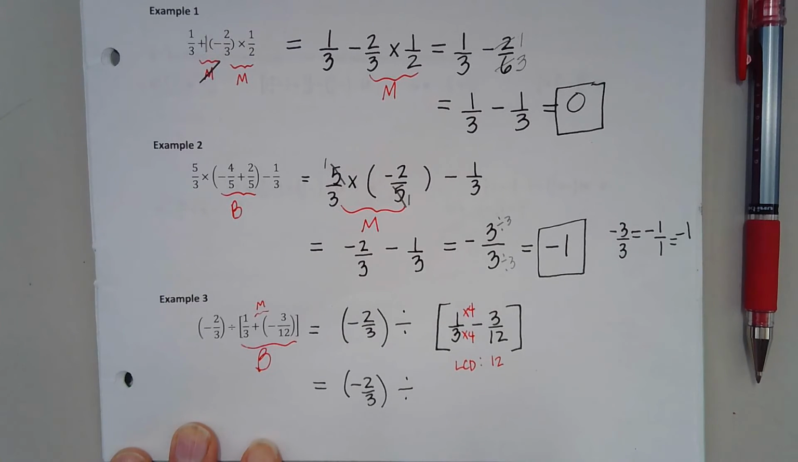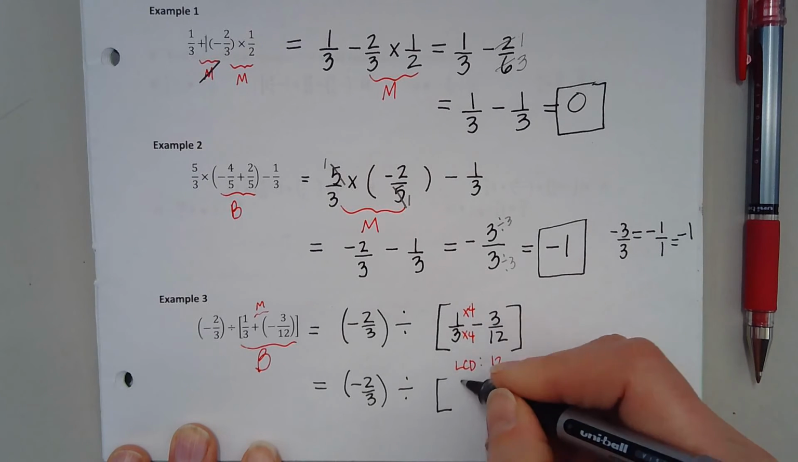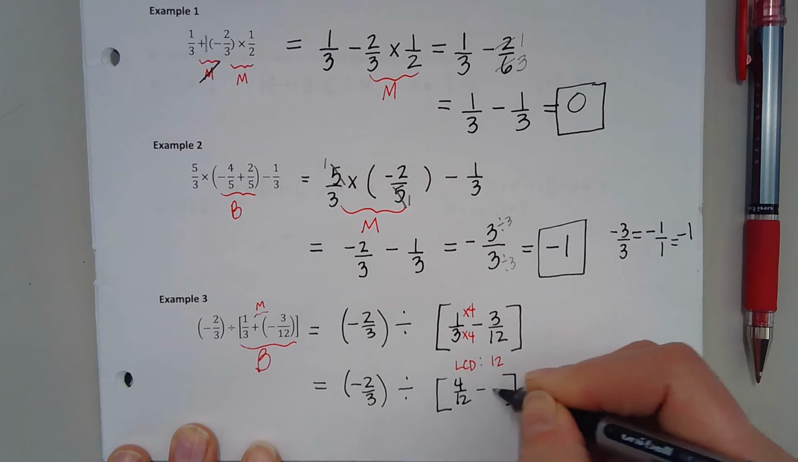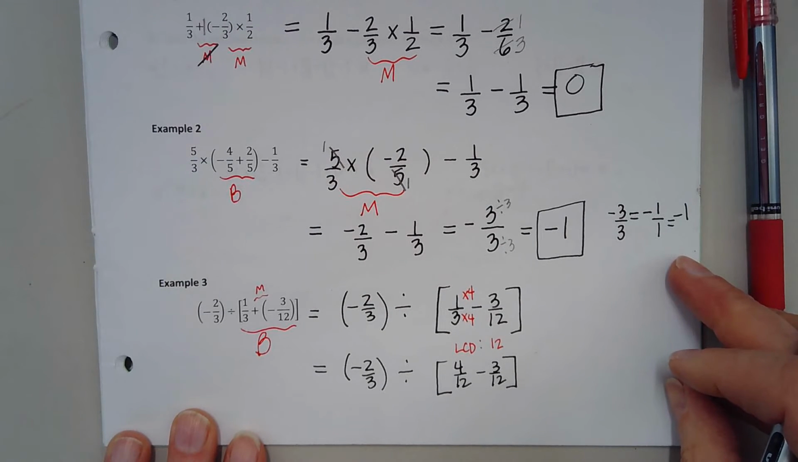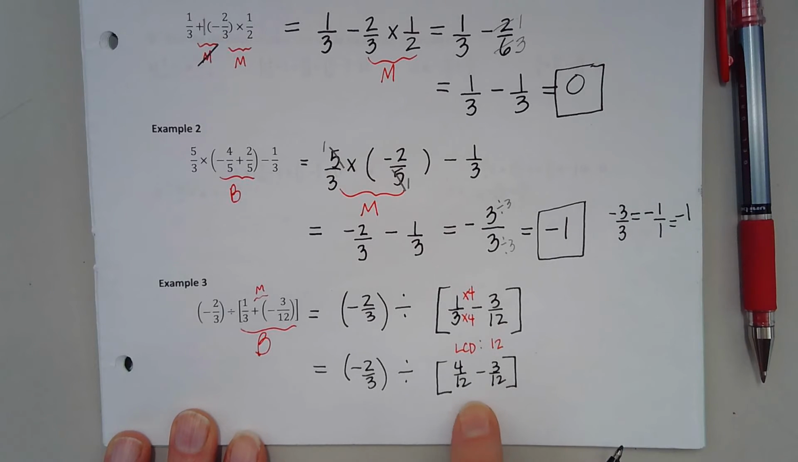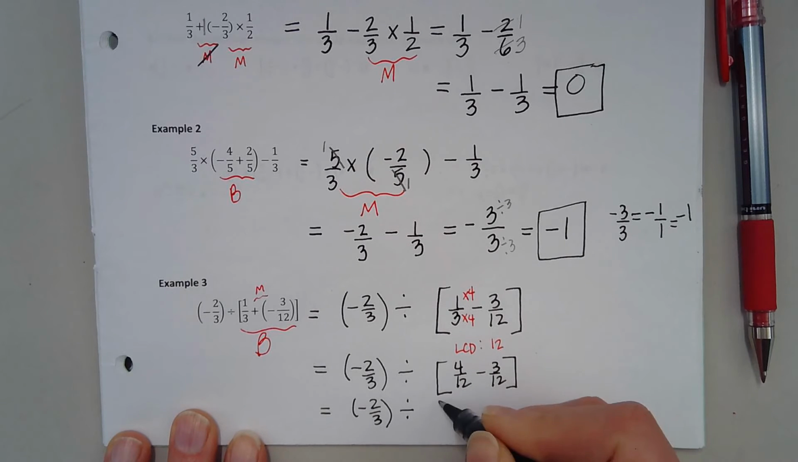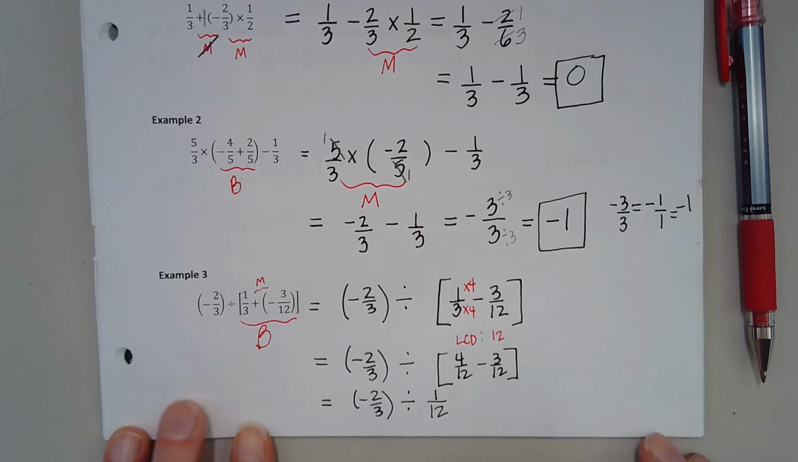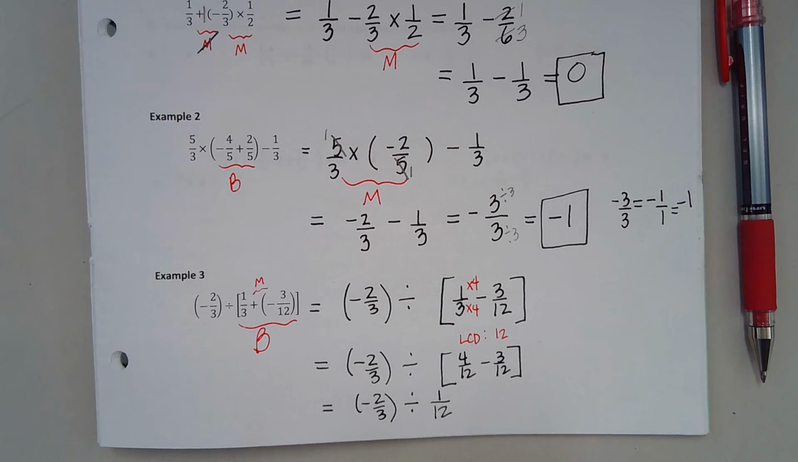Okay, so inside the brackets, I still haven't done my work inside the brackets. I'm going to keep rewriting it till I do it. So that would give me 4/12 minus 3/12. Okay, finally I can do the combining, right? What's 4/12 minus 3/12? Divided by 1/12. Now, is this set of brackets doing anything? Multiplying by a positive 1 really doesn't change anything, does it, Christy?